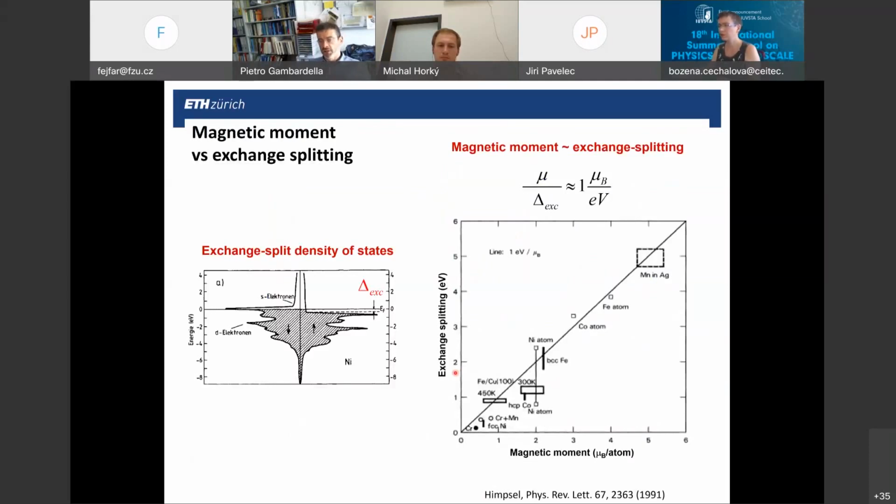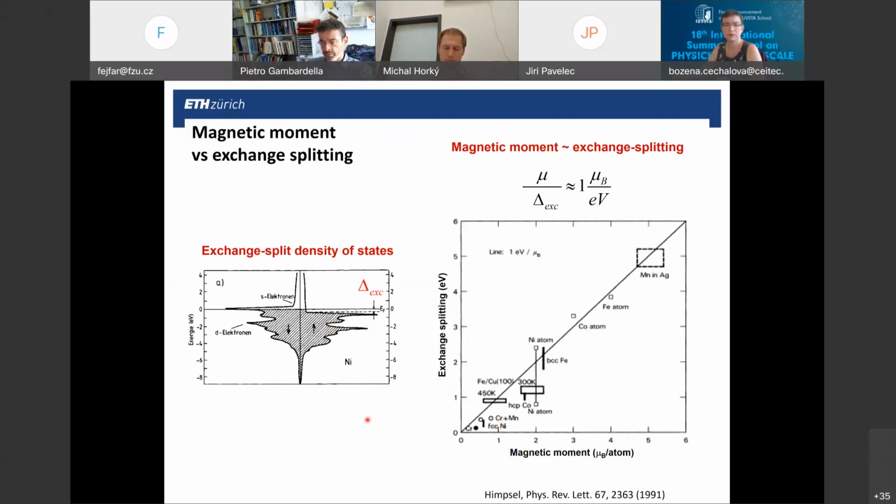So it is also important to notice that the magnitude of the magnetic moment in a metallic system is proportional to the exchange splitting, which is schematically depicted here. So this is the difference in energy between the center of gravity of the spin up and spin down density of states. And so the larger this exchange splitting, the larger the imbalance between spin up and spin down electrons. And so there is really a nice correlation between magnetic moment per atom and exchange splitting, as you see in this plot here.